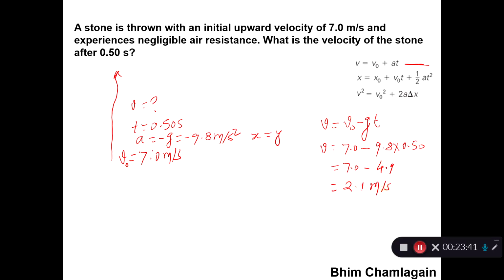So look here, the initial velocity is 7 meters per second, and after 0.5 second it has continuously decreased and become 2.1 meters per second, and its value is still positive, so it's still going up. Sometimes you'll get a negative value. It means the stone has reached the maximum height and fallen down again, so the velocity is in the downward direction.